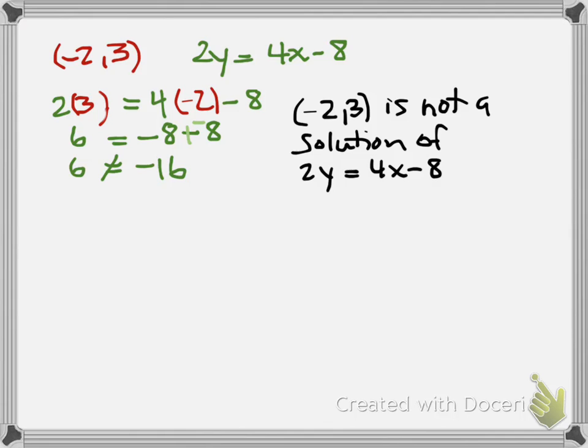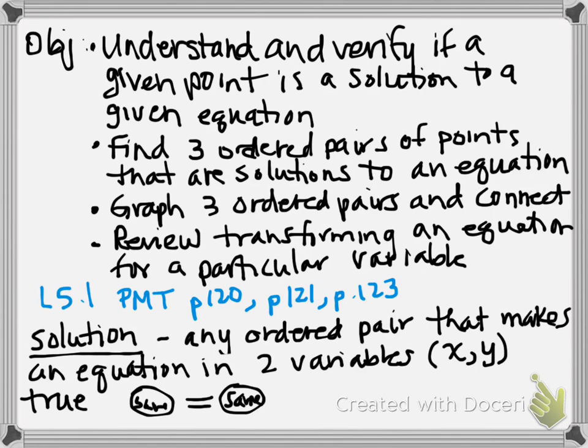Okay. So next, let's go back and review our objectives here. So understand and verify if a given point is a solution to a given equation. Pretty easy, right? Done. We got that one down. So now, we need to find 3 ordered pairs of points that are solutions to an equation. So let's tackle that one.